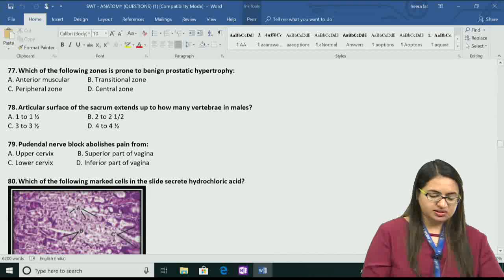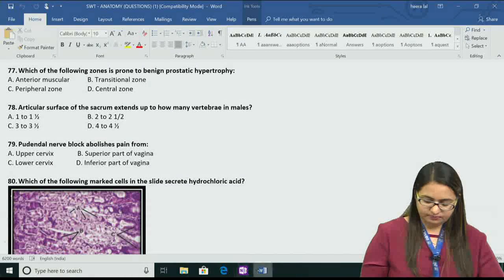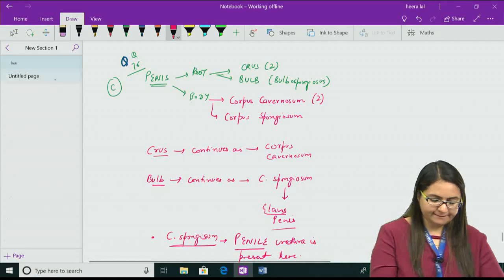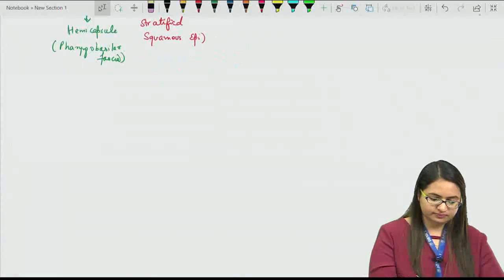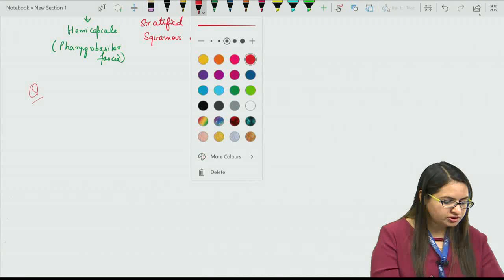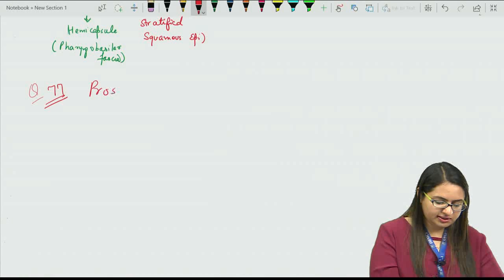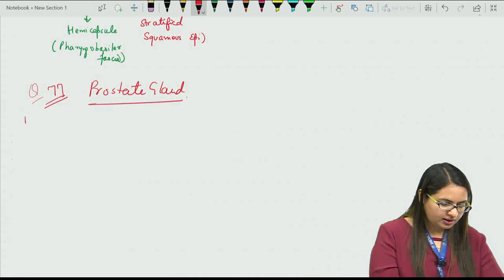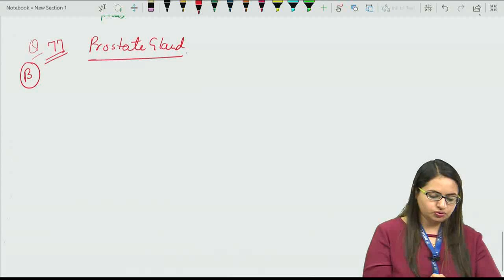Then we come to question 77. In which zone of the prostate gland is prone to BPH? For this question, the question number 77, the prostate gland, the answer is B, that is the transitional zone. The transitional zone is the one which is prone to BPH.